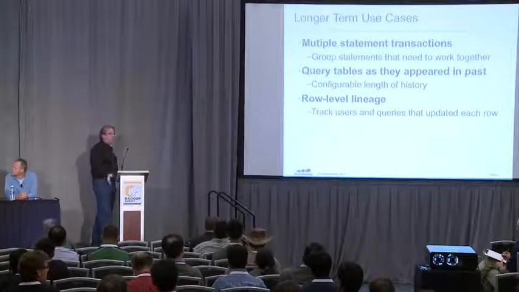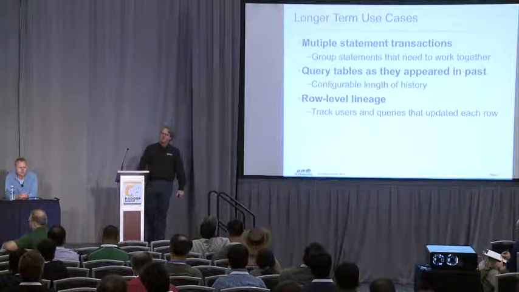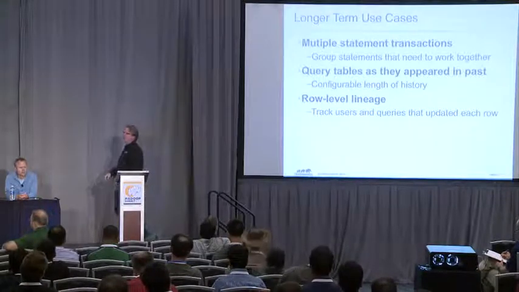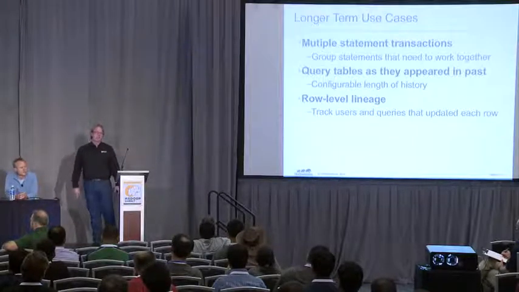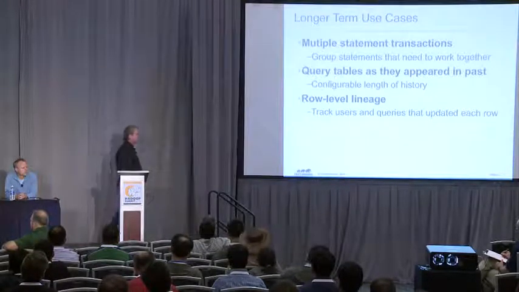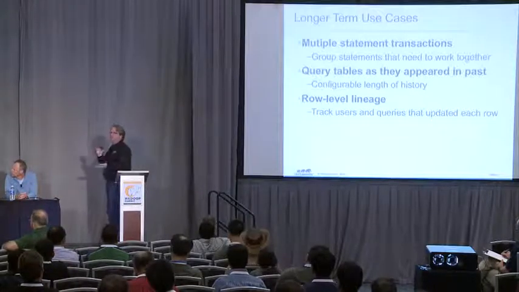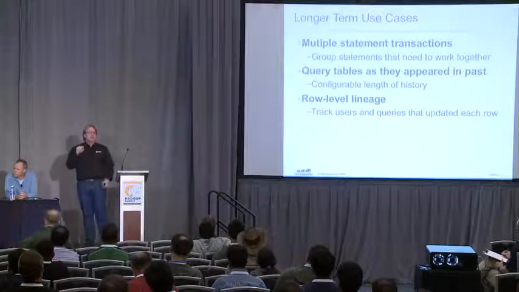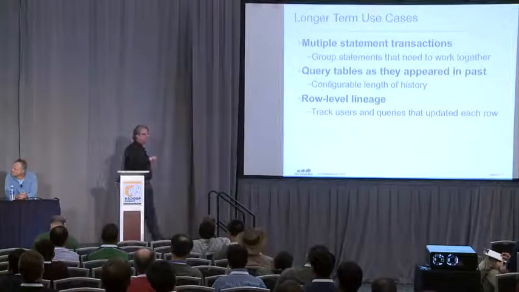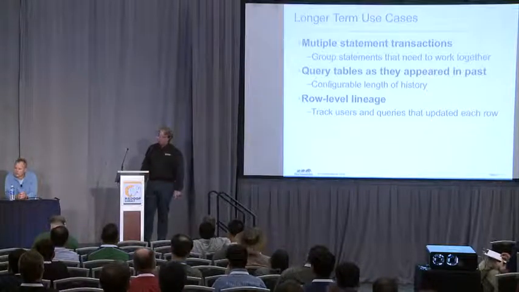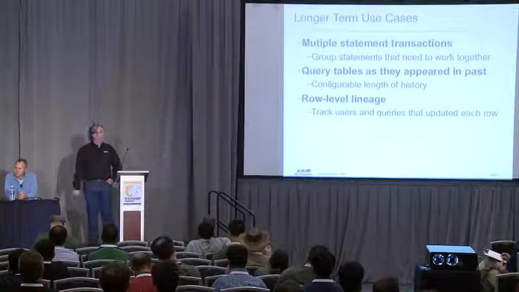You also would like to be able to query the data as it appeared in the past. You'd like to say, show me the results of this query across multiple tables as it would have looked like last January. You should totally be able to do that. And finally, you'd like to be able to ask, who updated this row last? What were the previous values? What queries were they running, and when did they do it? So you can get auditing of who's made changes to your database.